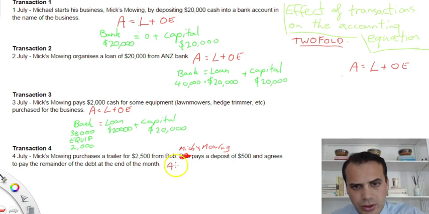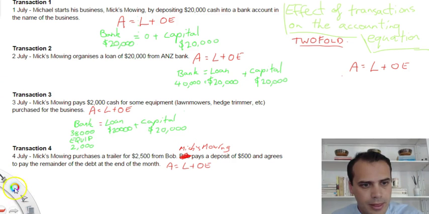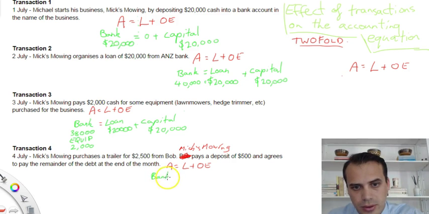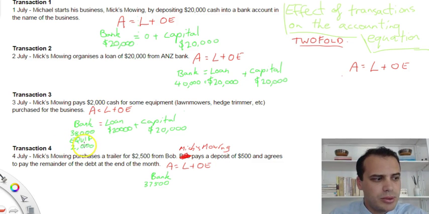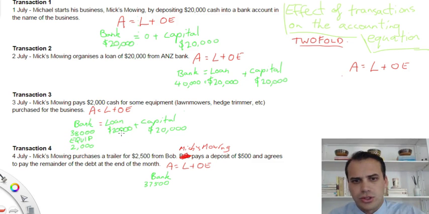Okay, again, let's do our equation. Assets equal liabilities plus owner's equity. Now let's think about what's happened here. His bank account would have gone down because he paid a deposit of $500. So the bank, it was $38,000, but he's lost $500. So now it's going to be $37,500. Now, his equipment, depending on how we want to do this, let's leave equipment and trailer as 2 separate assets. So equipment stays the same. It's $2,000.